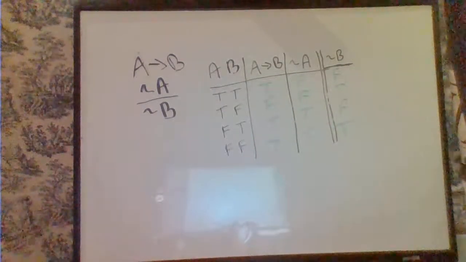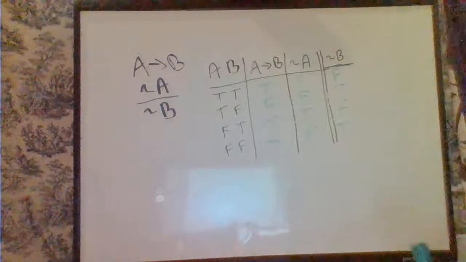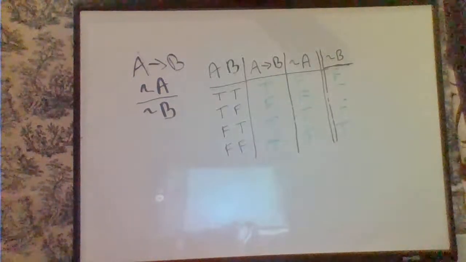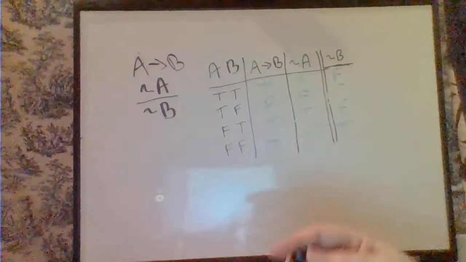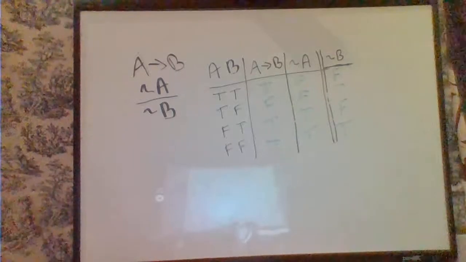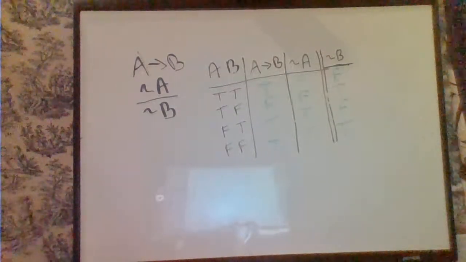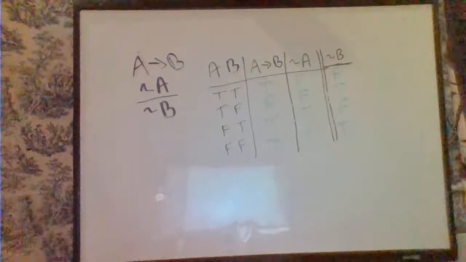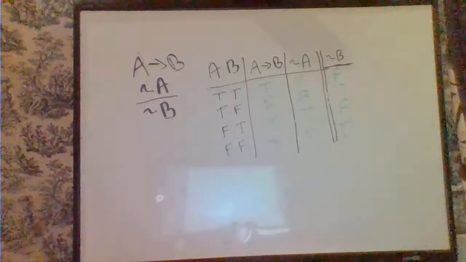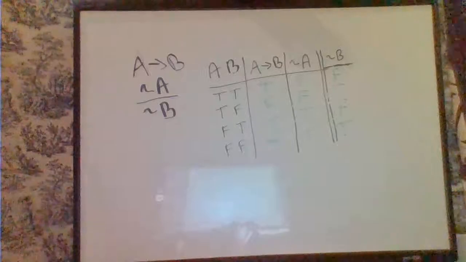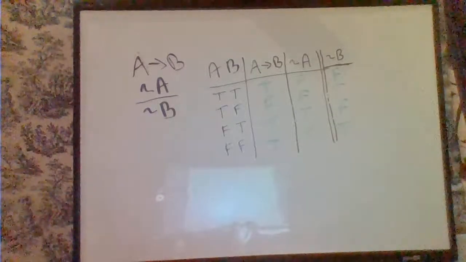Now, you've just completed a truth table. How do we decide whether it is valid or invalid? Well, think all the way back to chapter 1. What is it that makes an argument valid? What is it that makes an argument invalid, rather? True premises leading to a false conclusion.